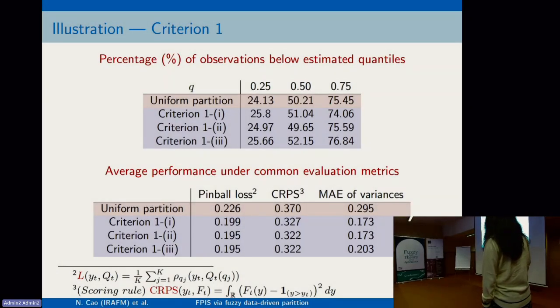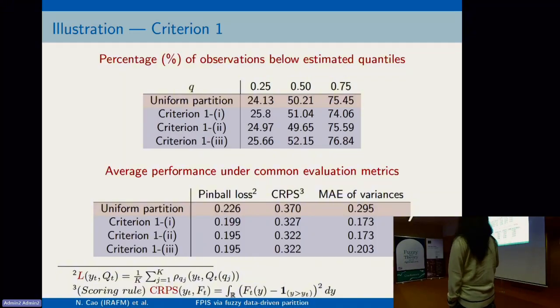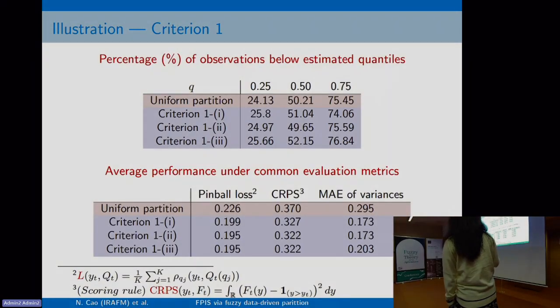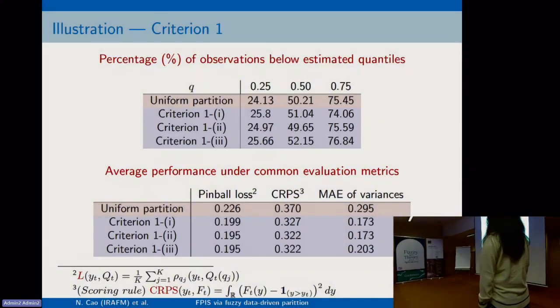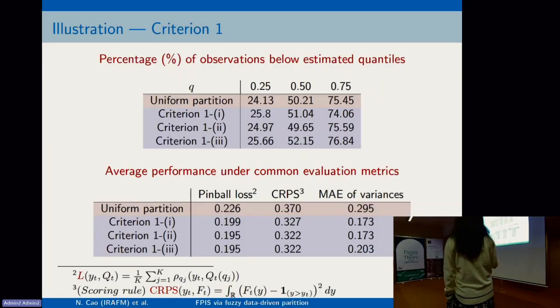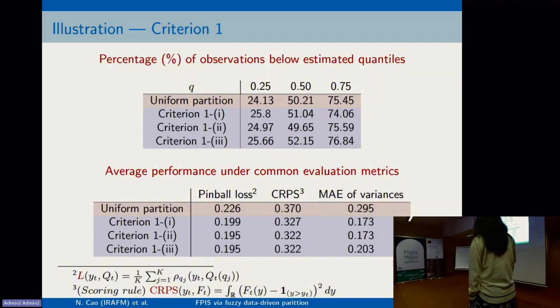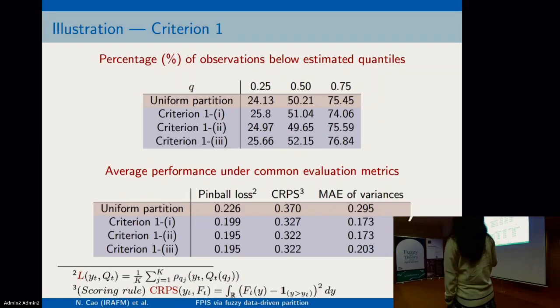But if we use other common metrics in probability and statistics, I'll compare with the uniform fuzzy partition. As metrics, we can use the quantile loss, or the loss based on scoring rules, or the mean absolute error of the variance when we compare with the theoretical one. And we can see that the fuzzy data-driven partition provides better results, smaller errors, a better method. Just for this particular example, just right now.